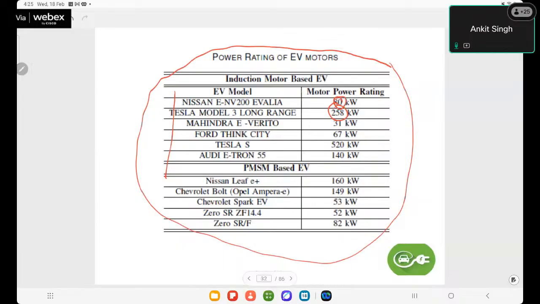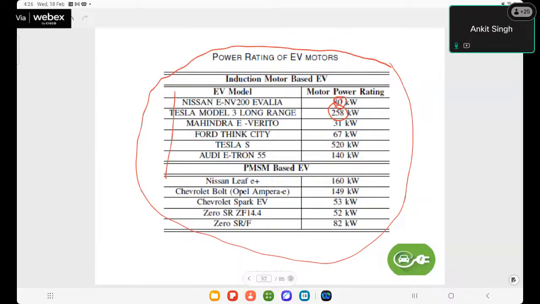From the induction motor based EV model. And in case of PMSM based electric vehicle, we can see the motor rating 160 kilowatt for Nissan Leaf E Plus, Chevy Volt 149 kilowatt. So for such a high power motor, the inverters are also selected accordingly, DC to AC converter. So these motor winding and inverter are utilized during the charging operation.